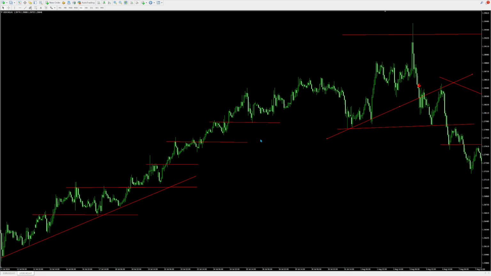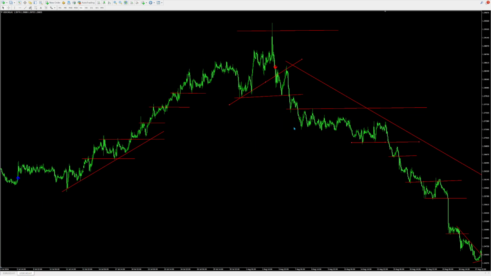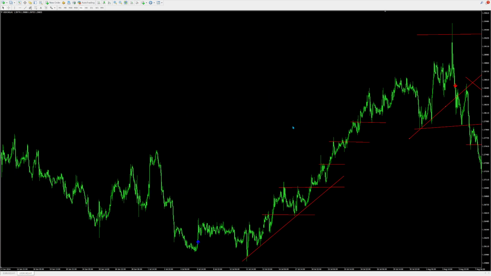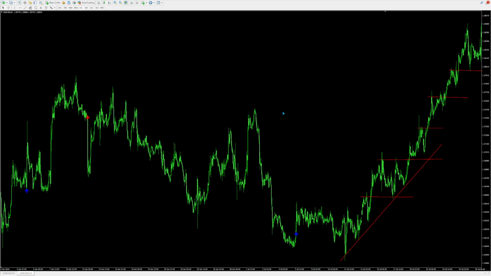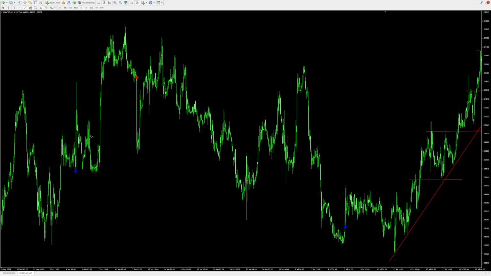Don't revenge trade. If you've got a bad trade, don't take another trade to try and make up for it. That just ends up getting you in a messier situation. And as I said, look for a trend, an obvious trend if you're looking to trade with these arrows.